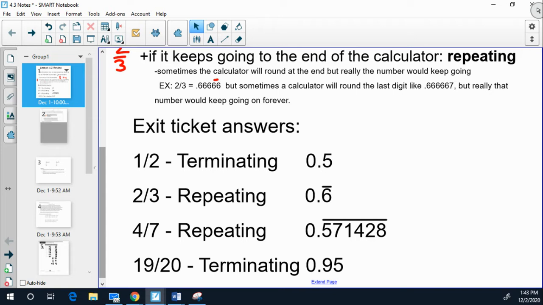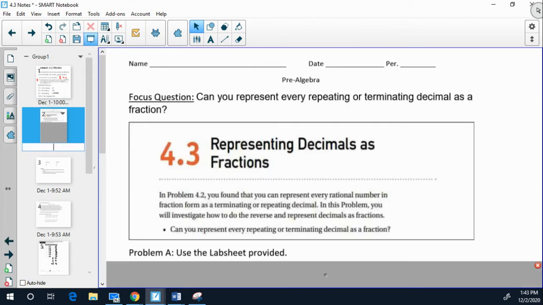All right, so we're going to go on now to 4.3, representing decimals as fractions. So we're kind of going the other direction this time. In problem 4.2, you found that you can represent every rational number in fraction form as a terminating or repeating decimal. In this problem, you will investigate how you will reverse and represent decimals as fractions. Can you represent every repeating or terminating decimal as a fraction? That's what we're going to find out today.